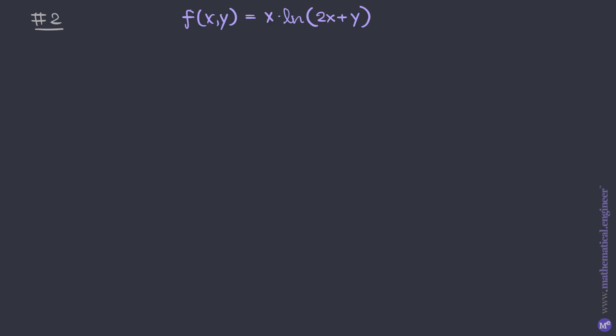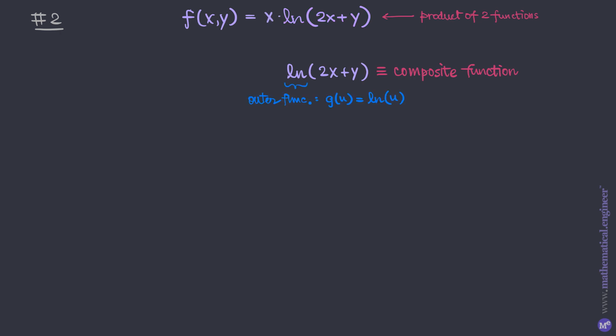Alright, let's try another one. Here we have a product of two functions. The first one is simply x. The second one is ln of 2x plus y. Notice that the second function is a two-variable composite function. The outer function of the composite is the natural logarithmic function, so single variable. The inner function of the composite is 2x plus y, two variables. So we are dealing with a multivariable composite function of the same kind.